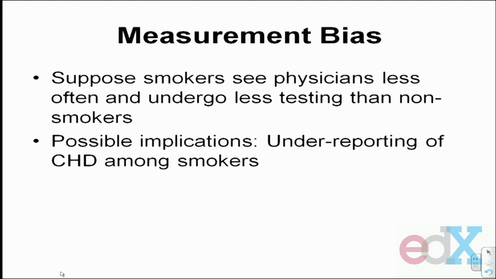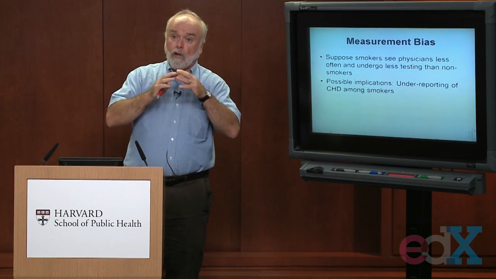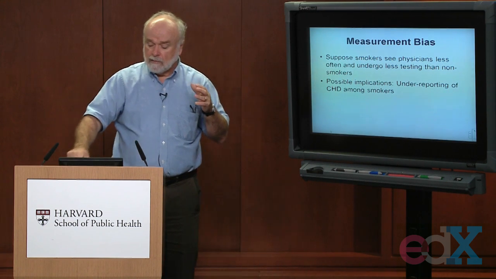And therefore, they are worked up less rigorously than non-smokers. Therefore, when you ask the question at the 1956 exam, have you ever been diagnosed with coronary heart disease? They might say no to that question, which is a true answer. They have not been diagnosed, and maybe because they were never tested. So it's possible that we might be underreporting all the cases of heart disease among the smokers.